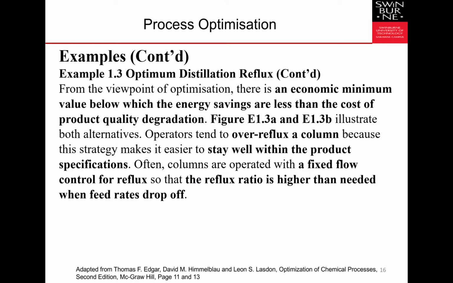From the viewpoint of optimization, there is an economic minimum value below which the energy savings will become less than the cost of the product quality degradation. Operators tend to over-reflux a column because this strategy makes it easier to stay well within the product specifications. However, these days columns are generally operated with a fixed flow control for reflux, so the reflux ratio can be higher than needed when the feed rate decreases.